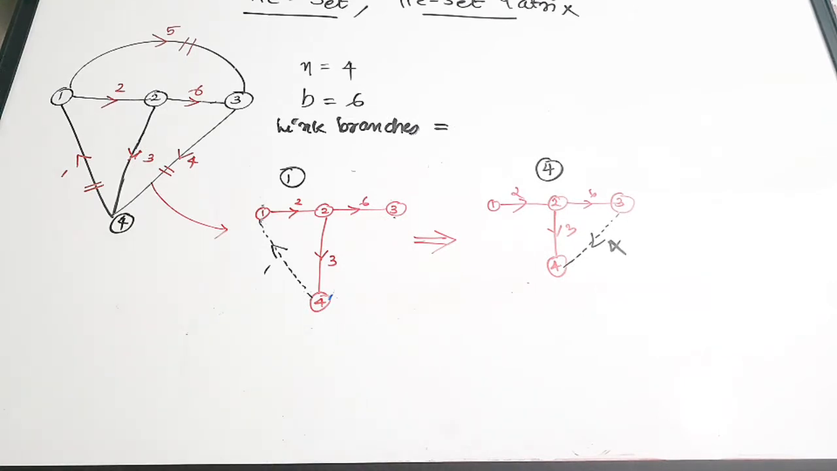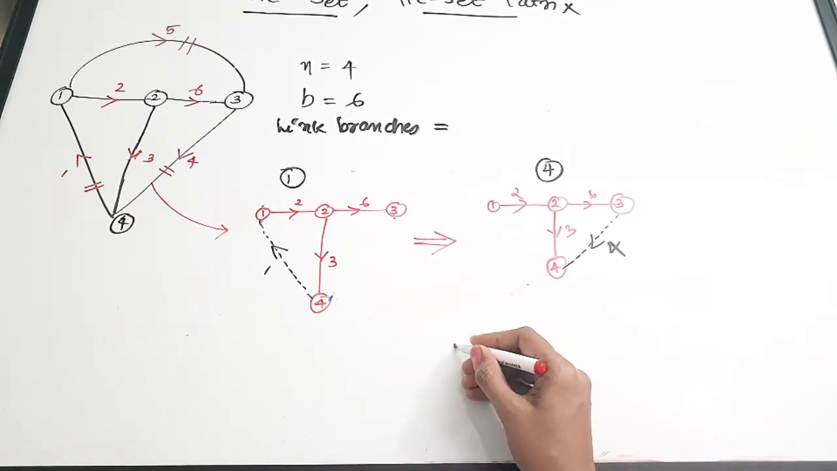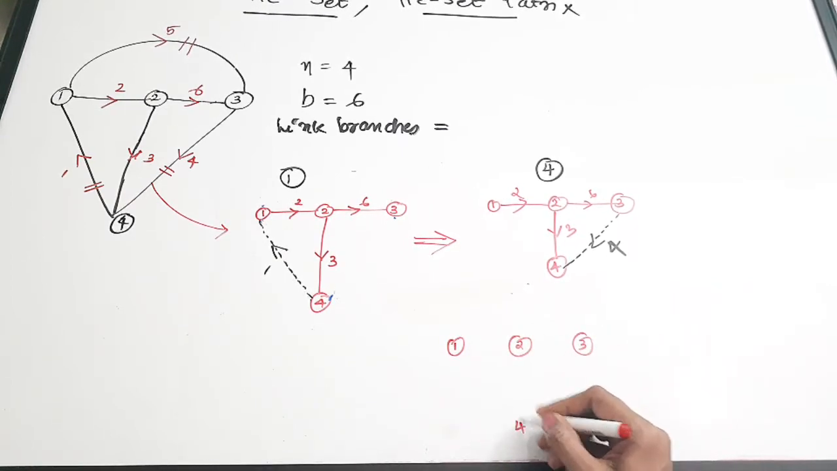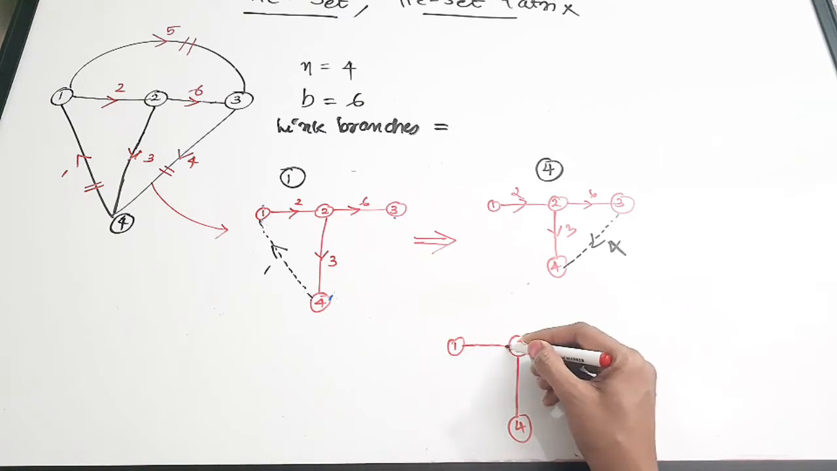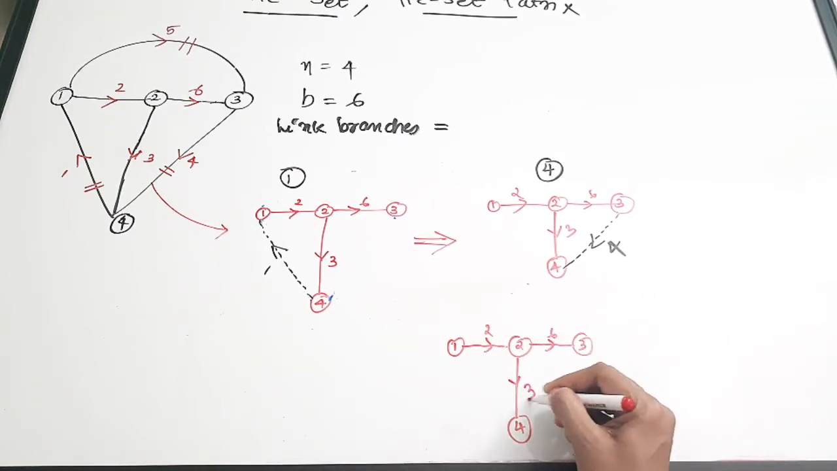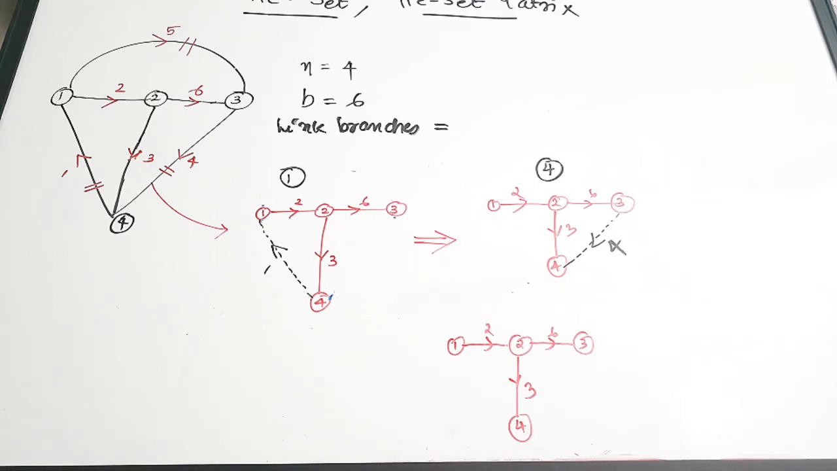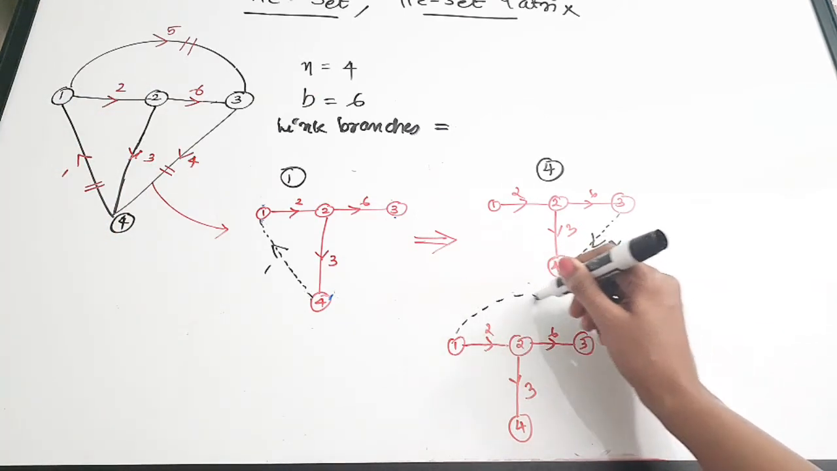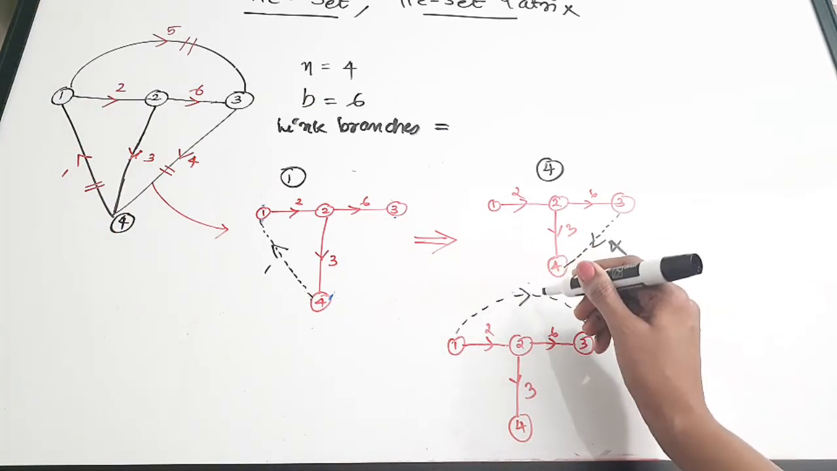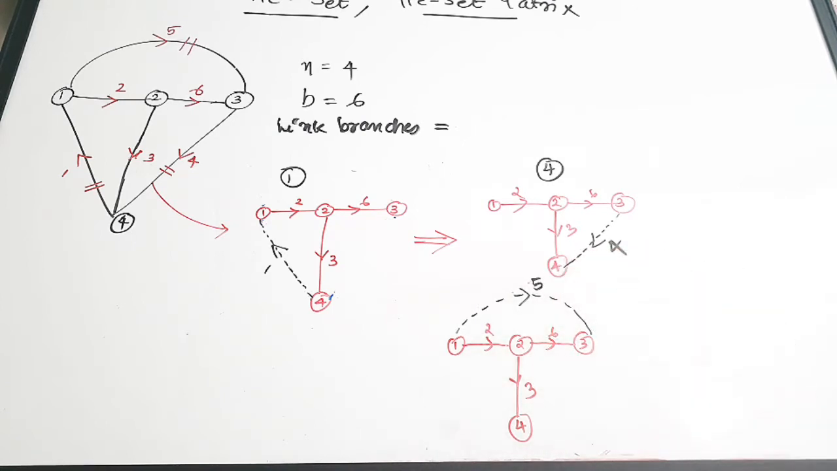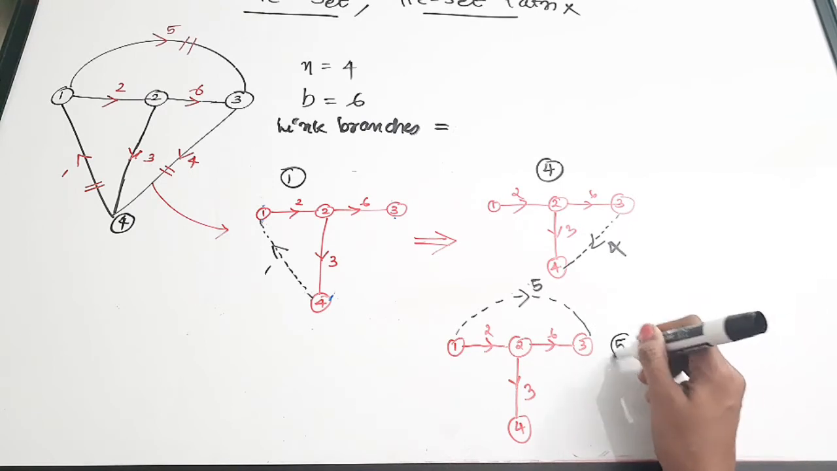Okay, I'll draw it here. So 1, 2, 3, and 4. So this was my tree. Branch 6, 2, and branch 3. So in this tree, if you are going to put back your third link branch, which is branch 5, like this, you will get your third fundamental loop. And I'm going to call it by the name fundamental loop 5.